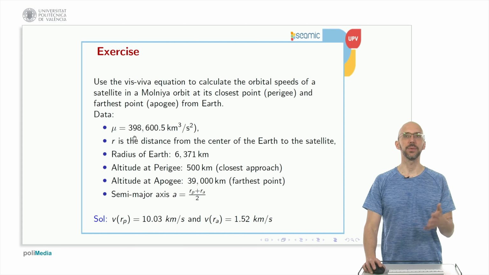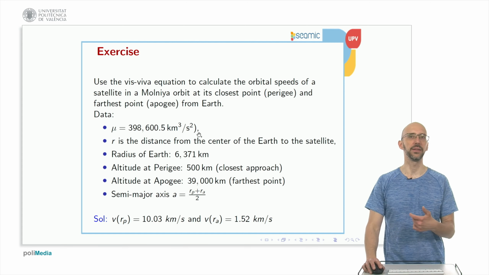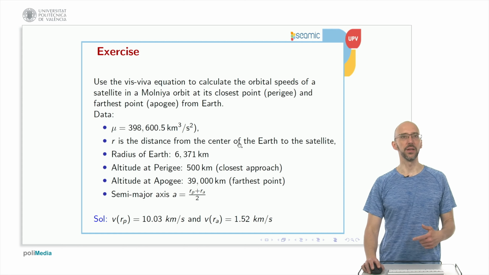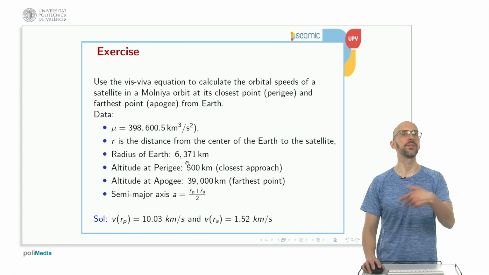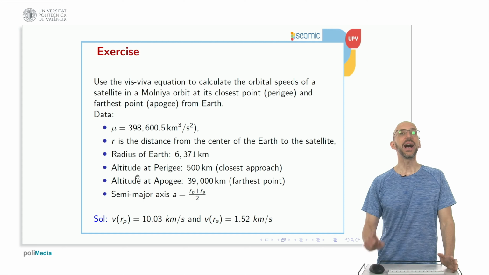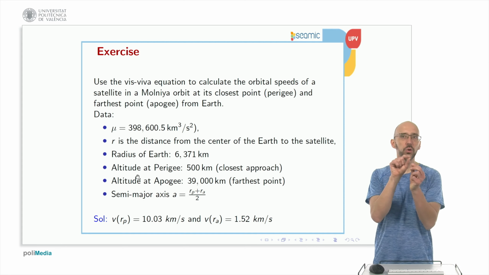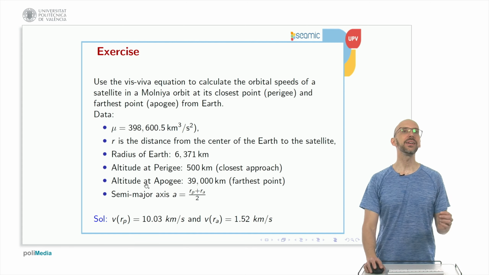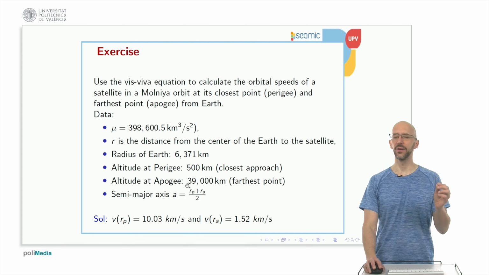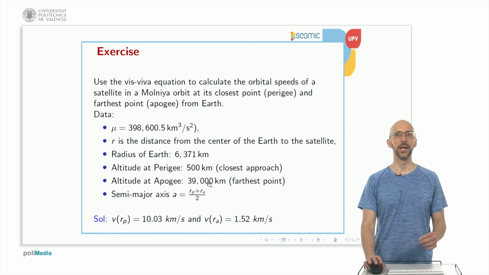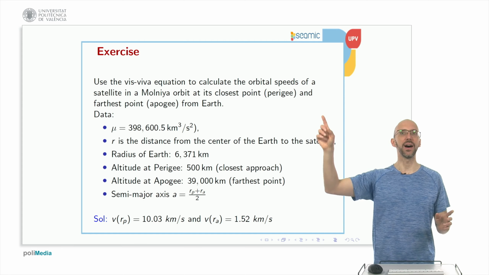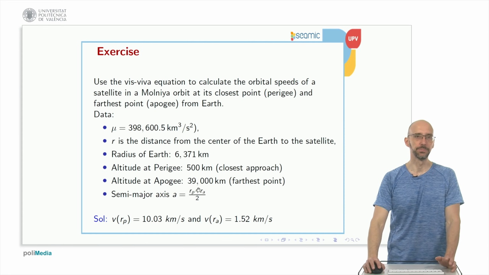Okay? So, what do we need in order to calculate this exercise? We need the standard gravitational parameter of the Earth. It's given in kilometers cubed divided by seconds squared. This parenthesis is a mistake. R is the distance from the center of the Earth. The radius of the Earth is 6,371 kilometers. The altitude of the perigee, of the closest point to the Earth, is just 500 kilometers. And the altitude of the apogee is 39,000 kilometers. So, as you can see, it passes very close to the Earth and moves very far from the Earth at the apogee.